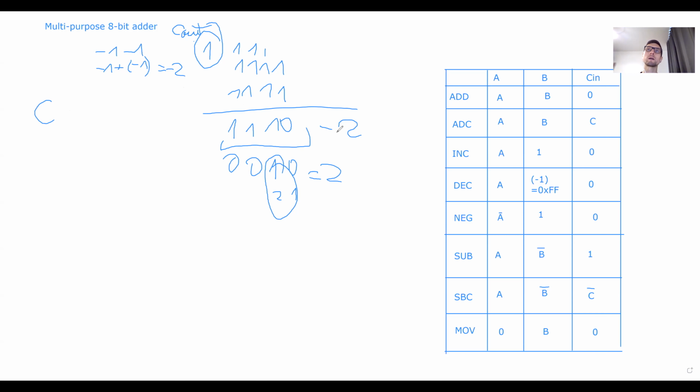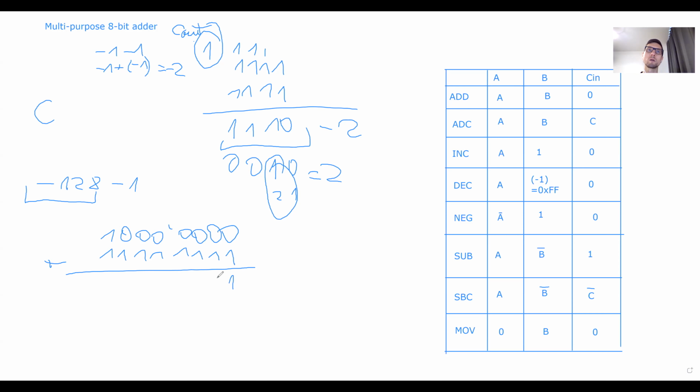Let's see what flag can be used. Let's add minus 128 and minus 1. As I mentioned before, minus 128 is the largest negative number that we can write in 8 bits. Let's check it out. Minus 128 is 1, 0, 0, 0, 0, 0, 0, 0, plus minus 1, which is all ones.